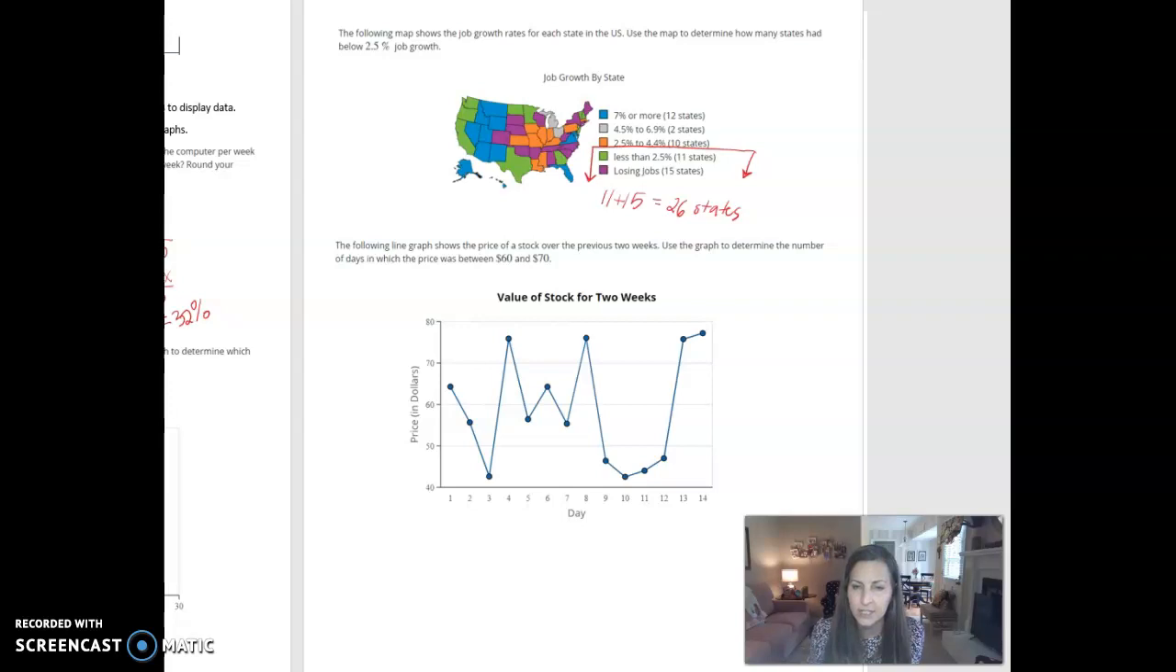Okay, here's 60. See if I can draw a line. There's 60 and 70. So we want anything between these 2 red lines. Okay, so we've got, here's a dot between the 2 red lines, and here's a dot. So what that means is the answer is 2 days. There were only 2 days that the price was between 60 and 70.